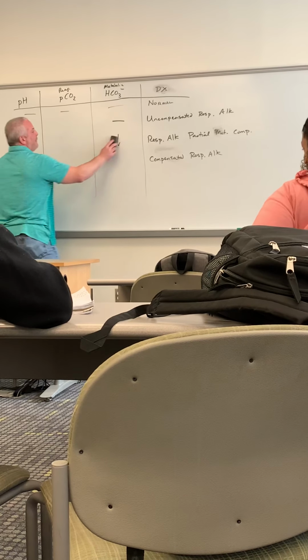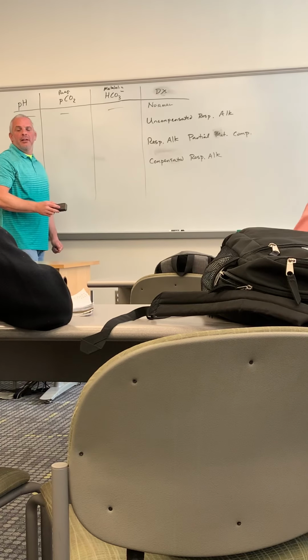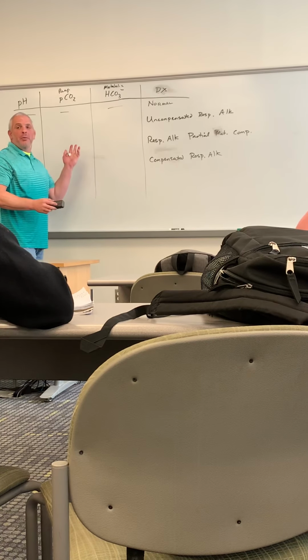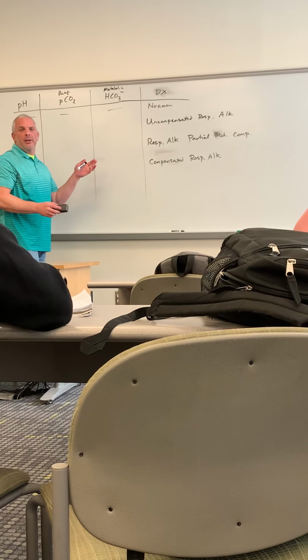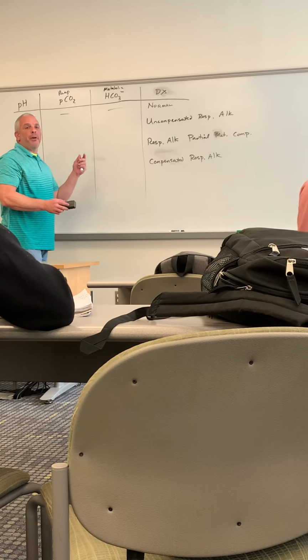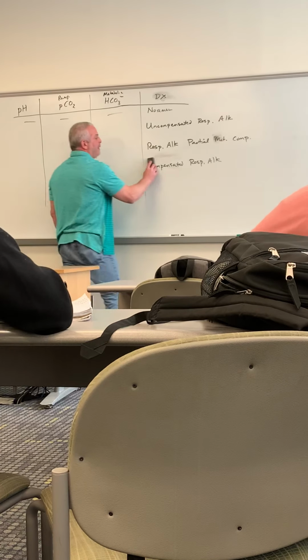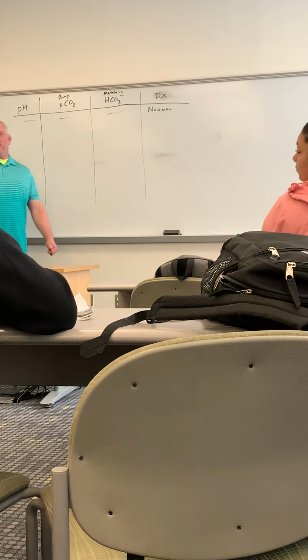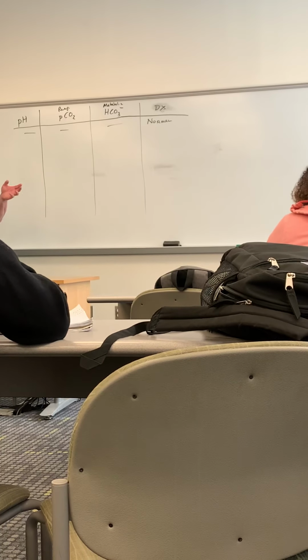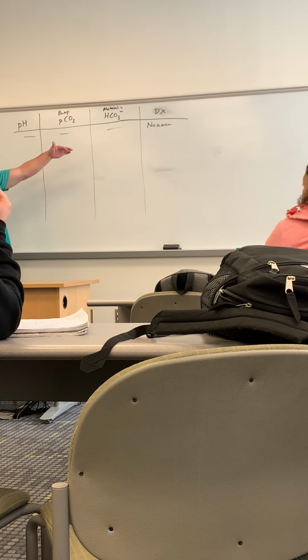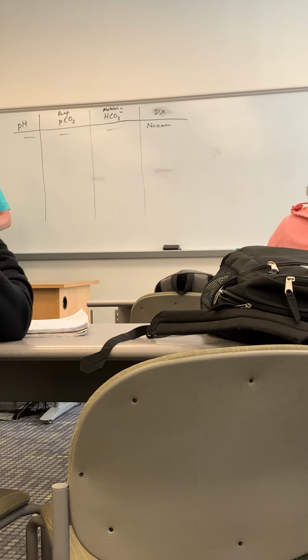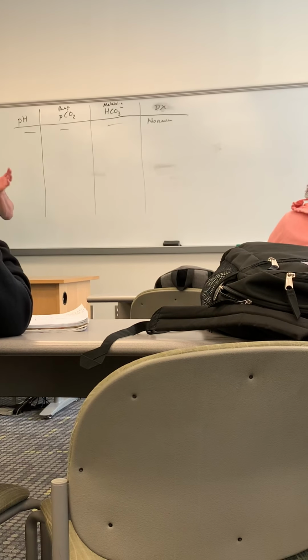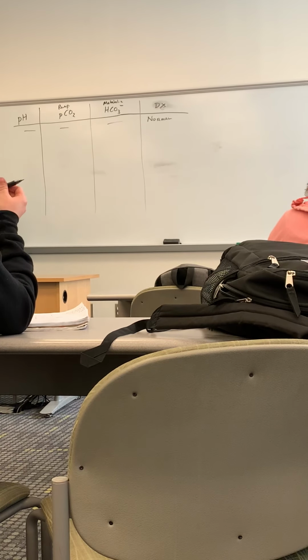When something's uncompensated, like that one right there, that doesn't mean there's nothing wrong with you. There's something wrong with you, but your body hasn't tried to fix it. If one of them has a dash, it's uncompensated. If all of them have dashes, they're normal. Everything has to be in normal ranges to be normal. Uncompensated means your body doesn't fix it. In that case, respiratory alkalosis, but your kidneys haven't tried to solve the problem. So uncompensated means your kidneys haven't done anything yet.